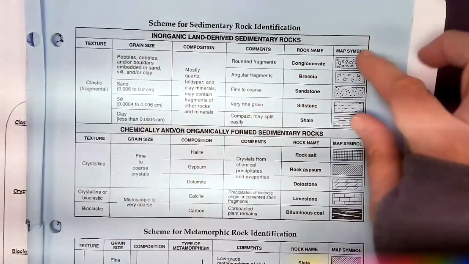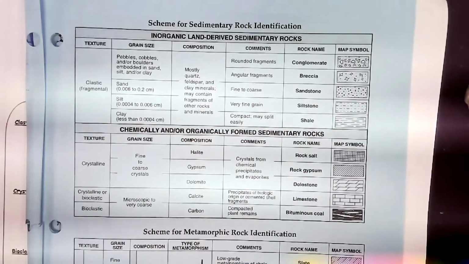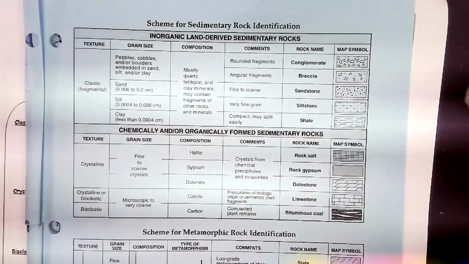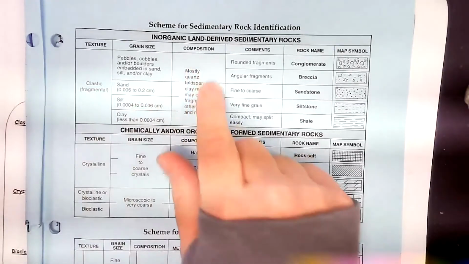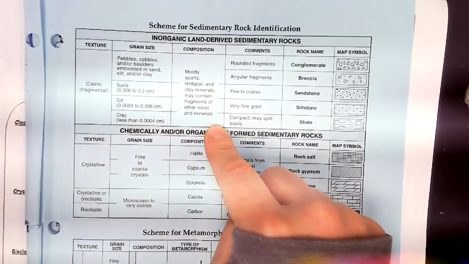When you get a rock that's made up of broken pieces of other rocks, what makes them different from each other? Take a look at the reference table. What makes conglomerate, breccia, sandstone, siltstone, and shale different from each other? Their grain size. Their composition, which is what they're made out of. What do you notice about the composition of those 5?